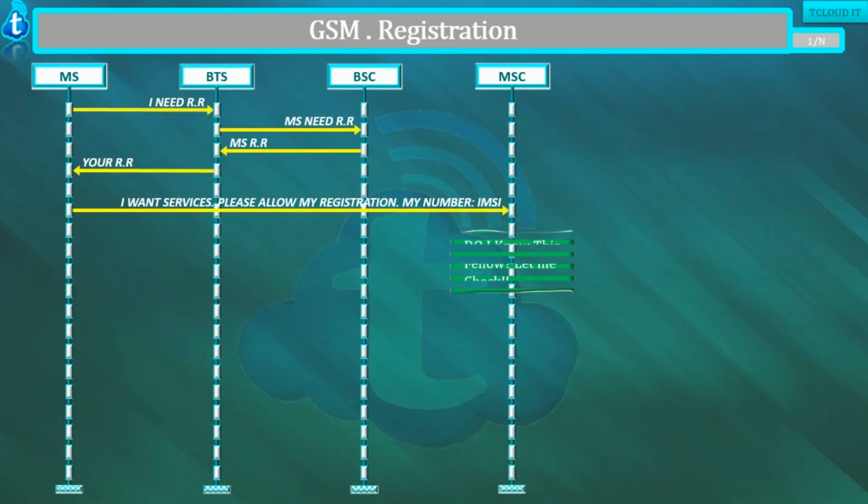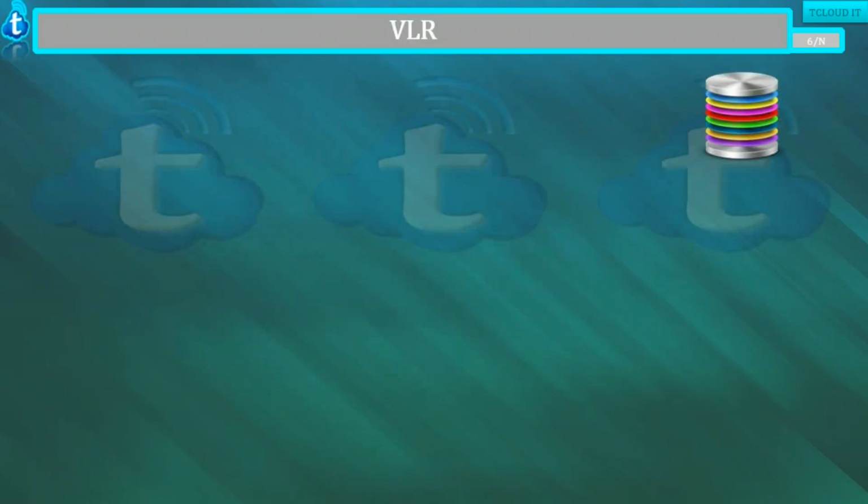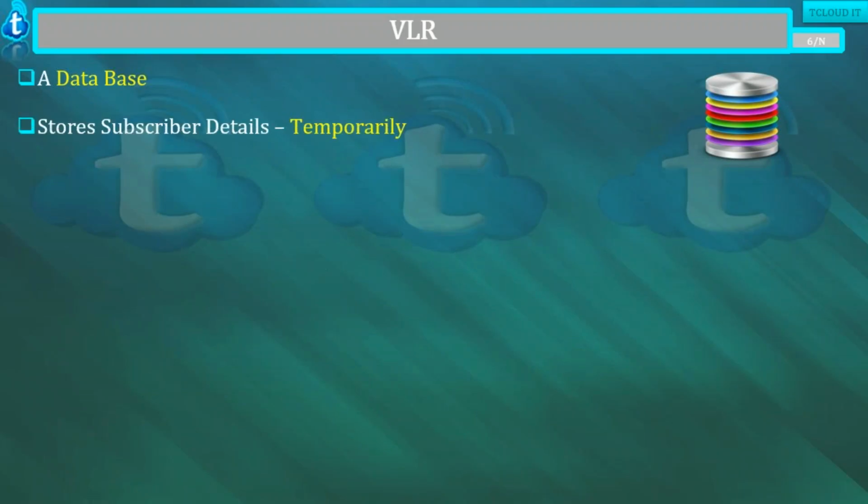Great. MSC got it. MSC says, "Hey, do I know this fellow? He forwarded me the IMSI number." So the MSC understood this protocol message and found out the IMSI number. MSC says, "Do I know this IMSI fellow? Let me check." How does he check? He checks with the VLR, the database that works along with this MSC.